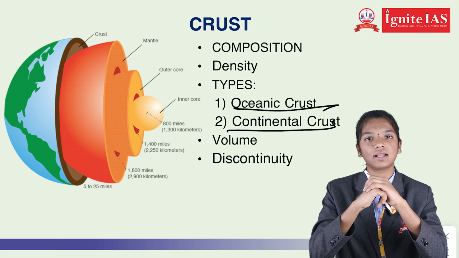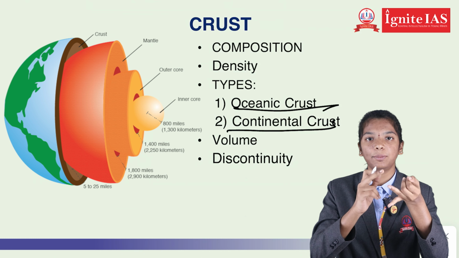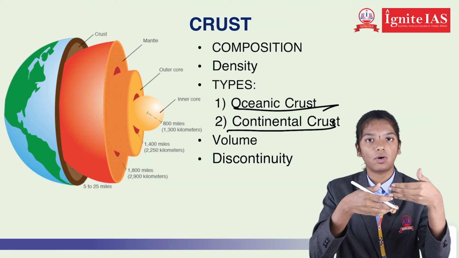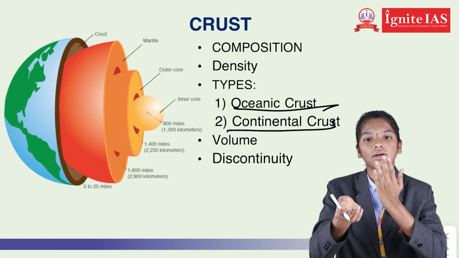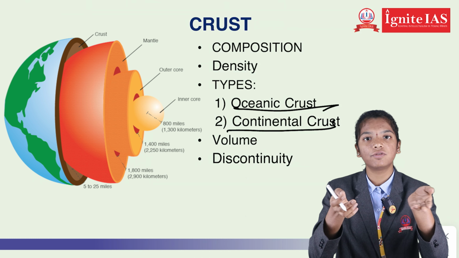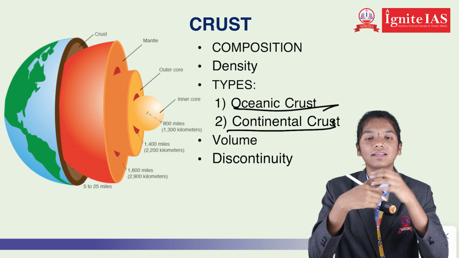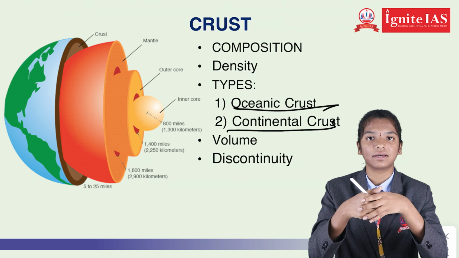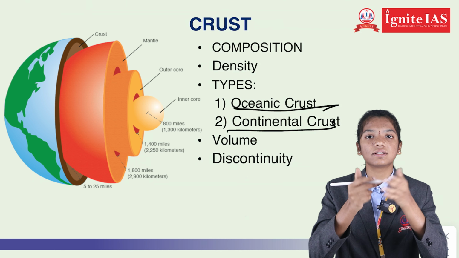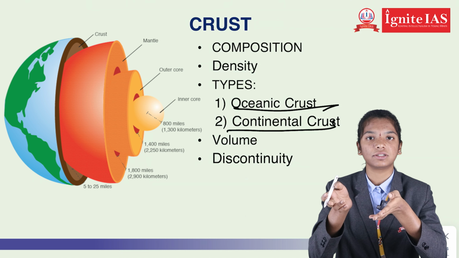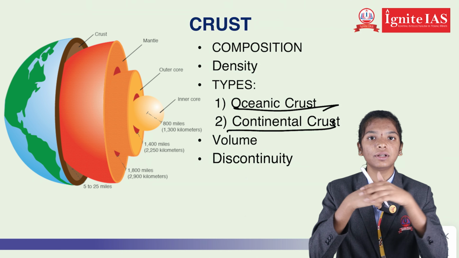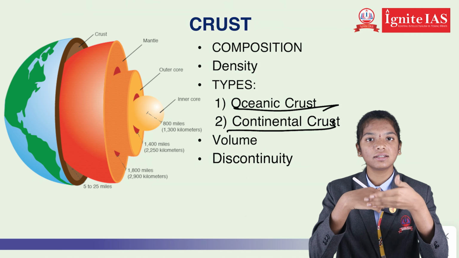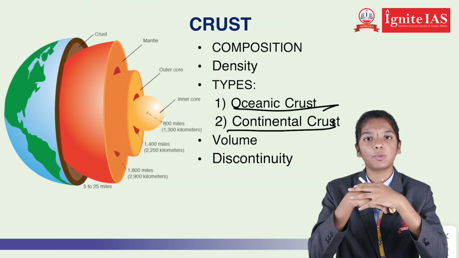Oceanic crust is largely made up of silica and magnesium, so this layer is called the Sima layer, whereas continental crust is largely made up of silica and aluminium, hence this layer is called the Sial layer. And the volume of the crust is 0.5 to 1%. The discontinuity present between crust and mantle is the Moho discontinuity. And this is about crust.